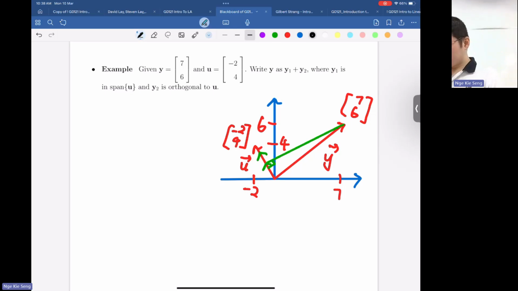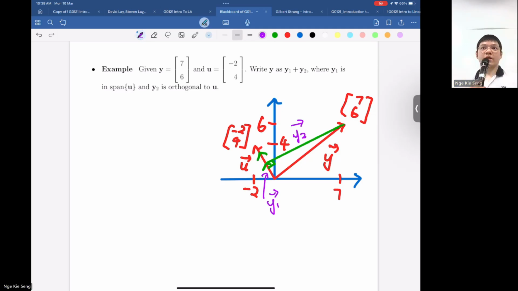Let's create some terminology here. Maybe we call y1 a horizontal. Okay, never mind, I don't want to create new terminology here. So we're going to write y as a sum of y1 and y2. Let's draw it here. Our job is to find this y1 and y2.